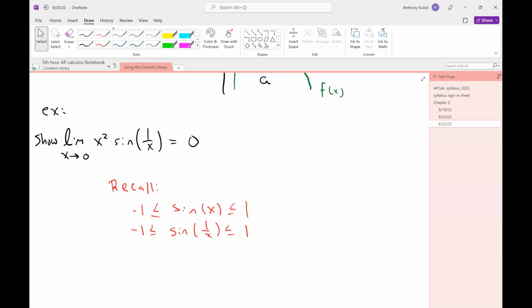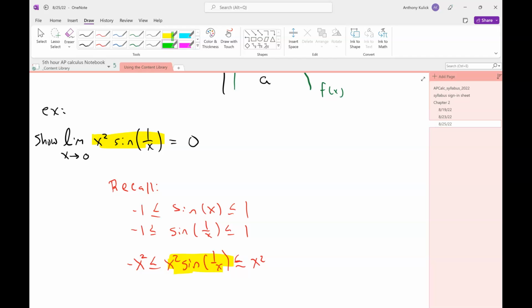Now I'm going to multiply all sides of this inequality by something. What should I multiply by? Nope. Multiply by x squared. Why x squared? Because you're multiplying the sine of 1 over x by x squared, and that'll give me the original function that I am trying to take the limit of. Right? Everybody's cool?